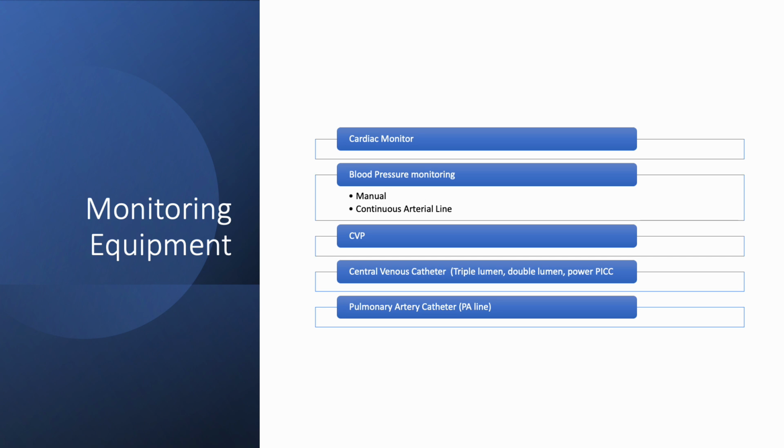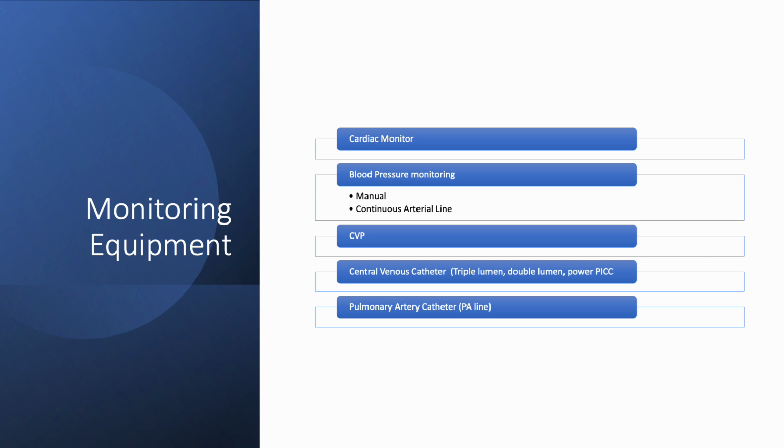So, we could use monitoring equipment like a cardiac monitor to continuously monitor the patient's heart rate and rhythm in real time, providing vital information about cardiac function, of course. There's also blood pressure monitoring through a blood pressure cuff and stethoscope to manually measure blood pressure. Or you could use a continuous arterial line, which is an invasive method using an arterial catheter to continuously monitor blood pressure in real time. Typically, this is only used in the ICU.